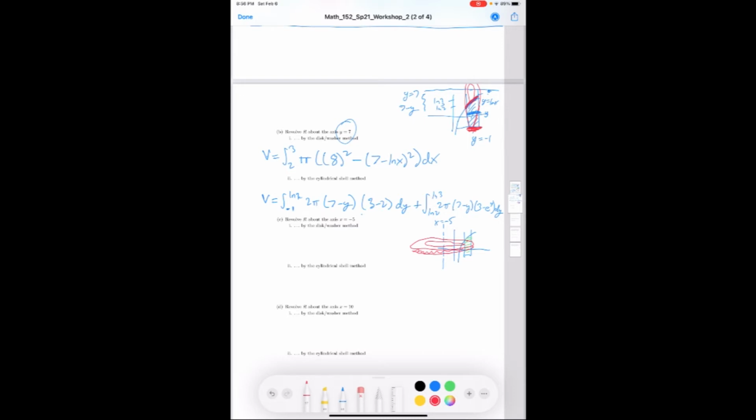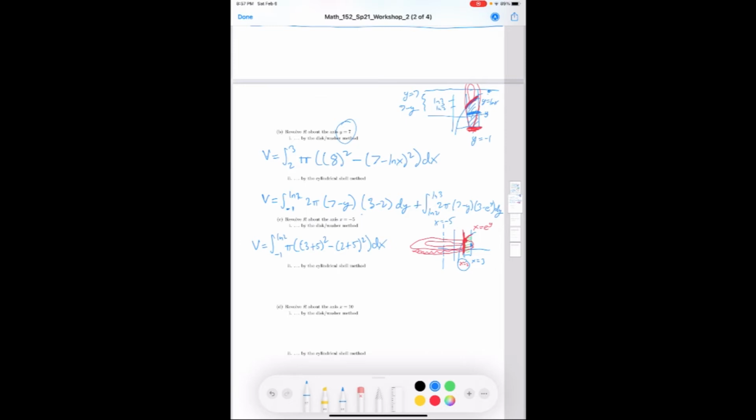What we can see is that here, the inner radius is defined by the line x equals 2 until you get up to this point, and then it's defined instead by the line x equals e to the y. So by the disk-washer method, this is going to be V equals the integral from -1 to ln 2 of pi times outer minus inner. So that's 3 plus 5, the distance from the line x equals 3 out to the line x equals -5, squared, and then minus 2 plus 5, the distance from the line x equals 2 to the axis at -5, squared, dx.